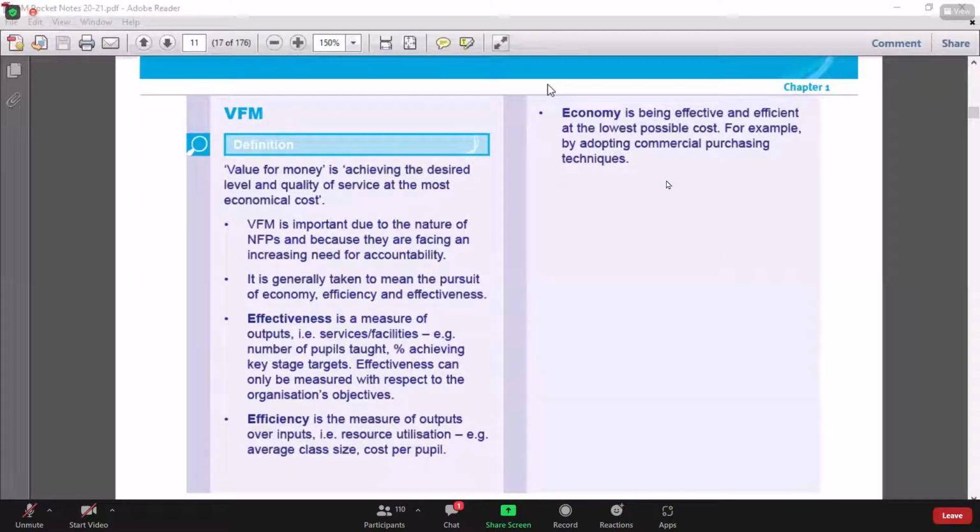And the economy: economy is being effective and efficient at the lowest possible cost. It means the company should always focus on minimizing the cost without compromising the quality. If you minimize the cost without compromising the quality, then that can be considered as economy. So value for money mainly focuses on these three. I request the participants to please go through these three E's: effectiveness, efficiency, and economy. I am giving 1 or 2 minutes. Please once go through.